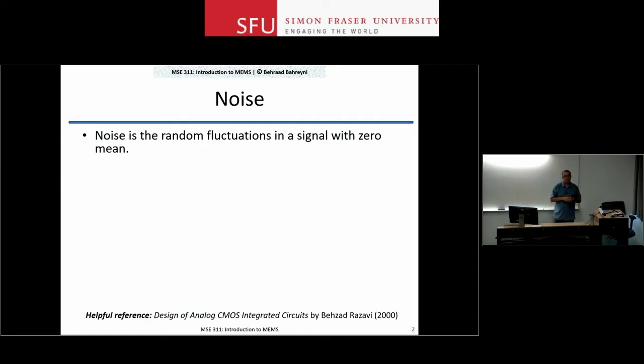So it's not noise, right? Noise has to be random. You basically cannot predict it, and therefore you cannot eliminate it easily. Or you cannot eliminate it because it's random, right? If you cannot predict something, you cannot compensate for it. The other issue is that it has to have zero mean.